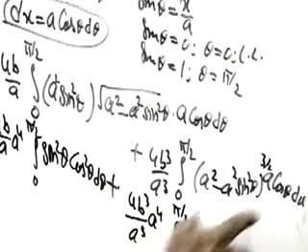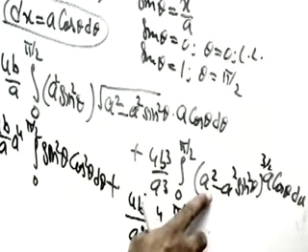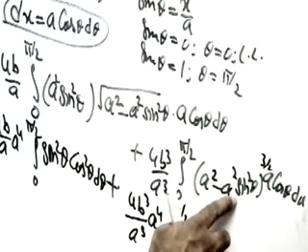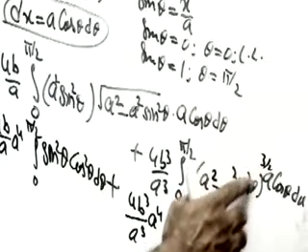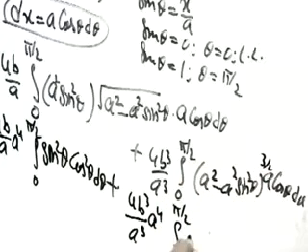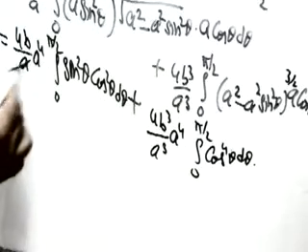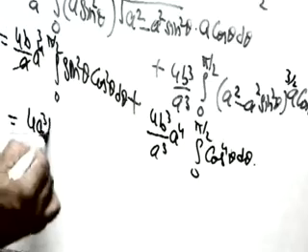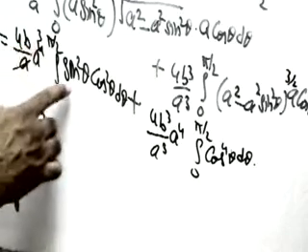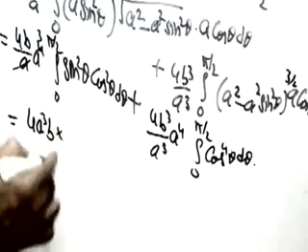Now integration of 0 to pi by 2. What is left here? Watch carefully. 1 minus sine square theta is cos square theta. Square square will get cancelled. Cos cube into cos will become cos power 4 theta d theta. Now see here, if you cancel this, a will cancel. 4a cube b.